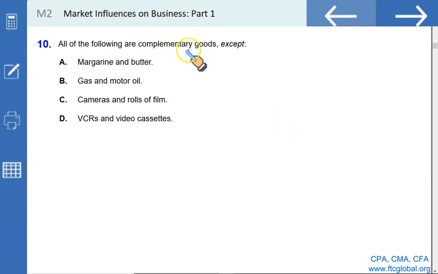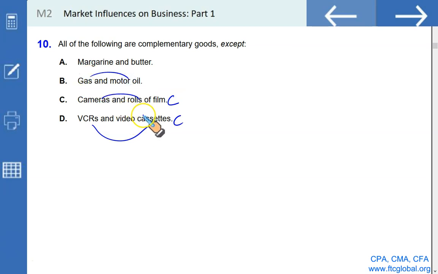All of the following are complementary goods except: VCR and video cassettes. They go side by side, they are jointly demanded, so they are complementary goods. Cameras and rolls of film, complementary. Gas and motor oil, they are of course complementary because they are needed together to run the car. Margarine and butter, they are substitutes. Either you have this or this, not together. So these two items are not complementary, the rest of them are.